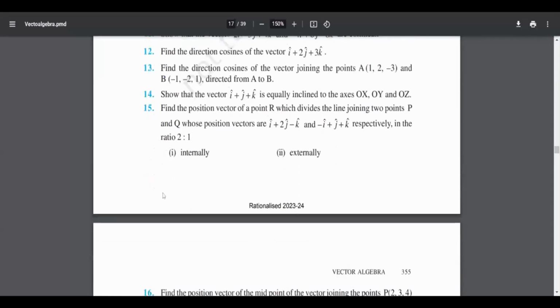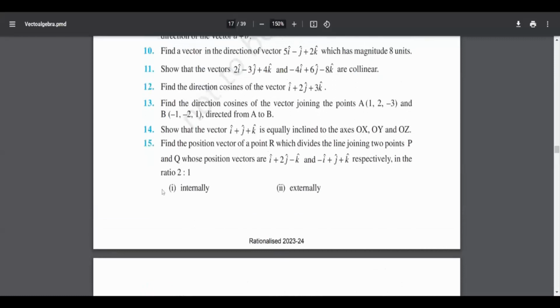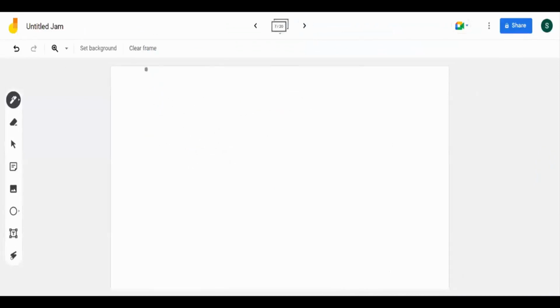So let us move on to question number 15. Question number 15 says: find the position vector of a point R which divides the line joining the points P and Q in the ratio 2 to 1 internally and externally. These kinds of questions are also very common. Let me draw a line. Let me call this point P and this point Q. First we have to find the point R such that it divides the segment in the ratio 2 to 1. So here will be our R, with the ratio 2 to 1.